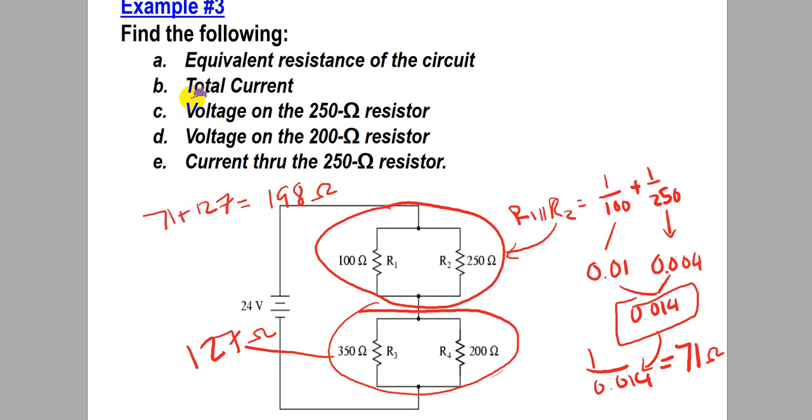Now let's find the total current. You know R, you know V. So now just plug into the equation V equals IR. V divided by R will give you current, right? So 24 divided by 198 is about 0.12 amps.